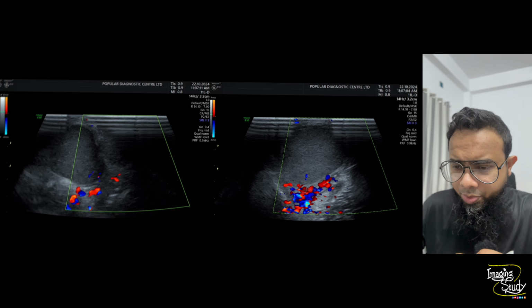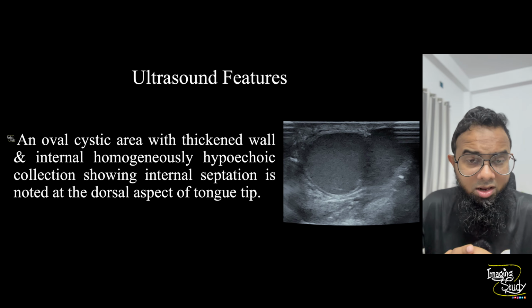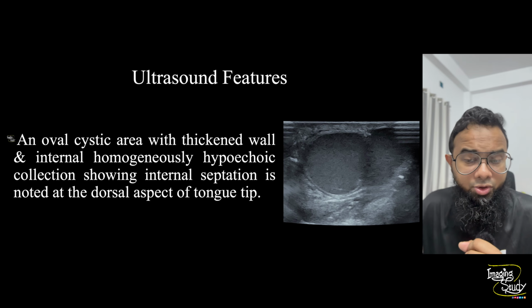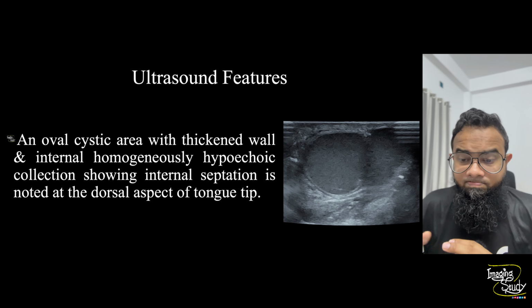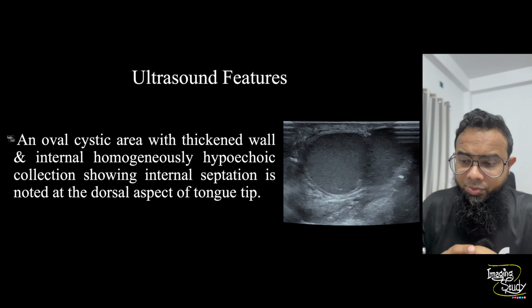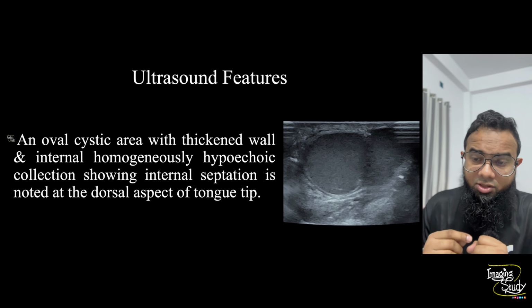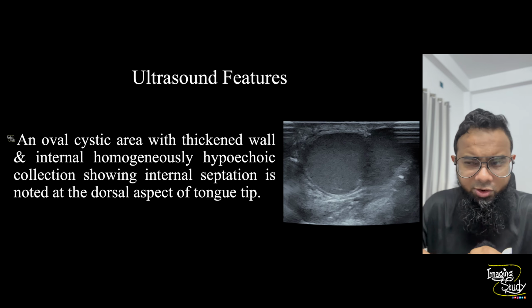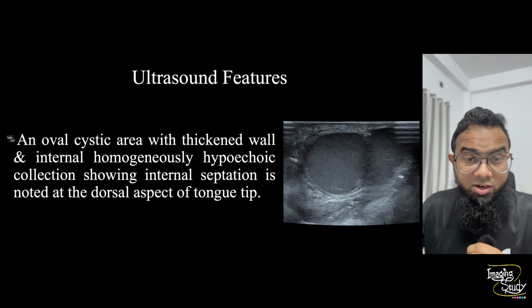In summary, you can see an oval cystic area with thickened wall and internal homogeneously hypoechoic collection, showing internal septation within the dorsal aspect of the tongue. So this features concluded as a case of foregut duplication cyst of the tongue. You definitely should go for an FNAC, or you can do an MRI for further confirmation.